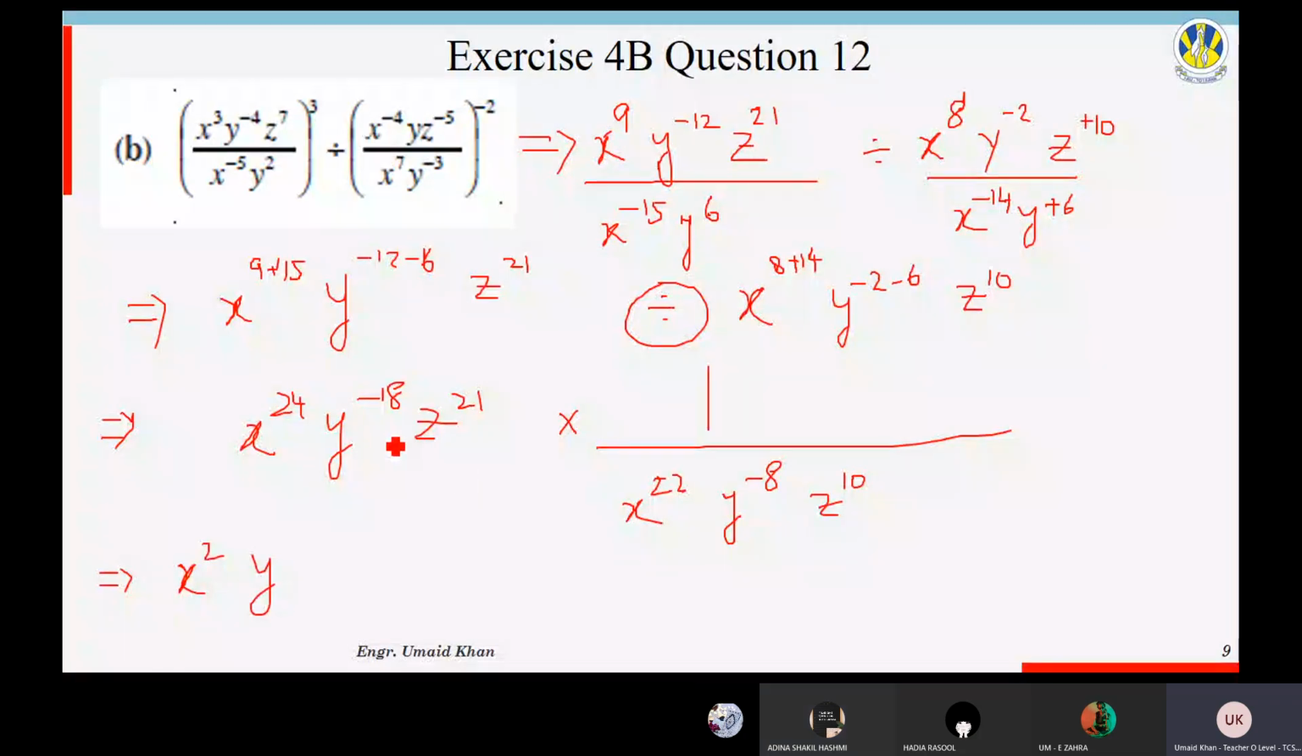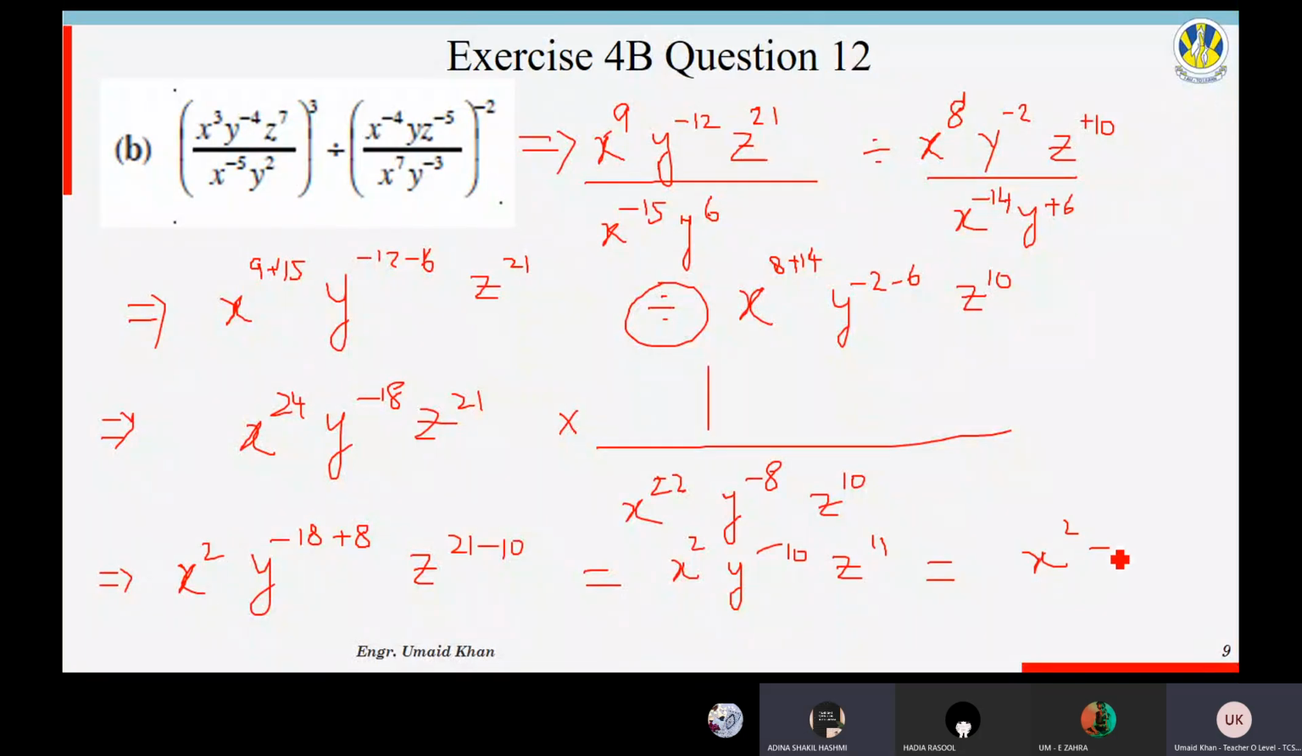Then y's power will be minus 18 plus 8. Why? Because if I subtract minus 8, it becomes plus 8. Then the power of z will be 21 minus 10. Okay, so the final answer will be x squared y^-10 z^11. If you simplify it further, you will get x square.